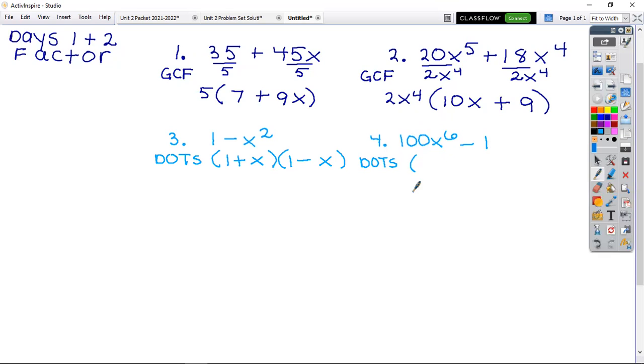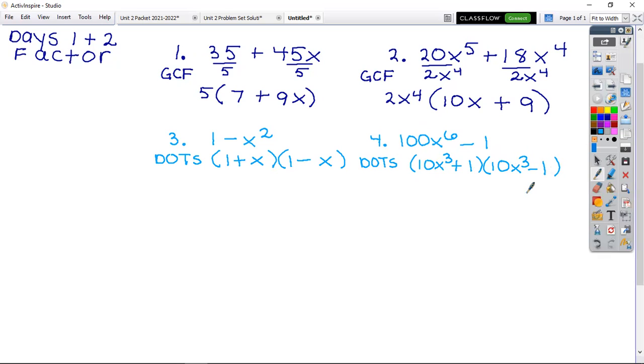So square root of 100 becomes 10. Do this at your own pace if you like doing it nice and slow. And then I take the 6 x's and I go 3 and 3. So I chop them in half. That's why it has to be even. And then I alternate my signs. So I go plus and minus. And then square root of 1 is 1.